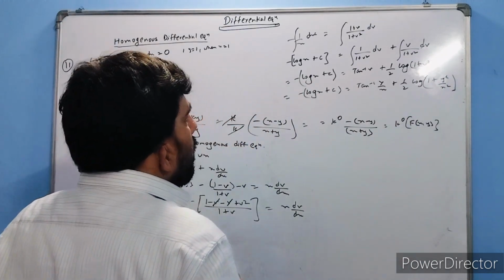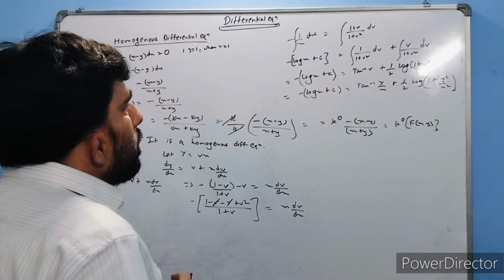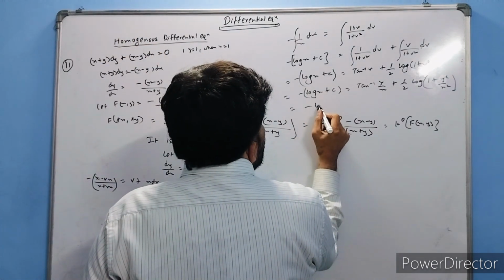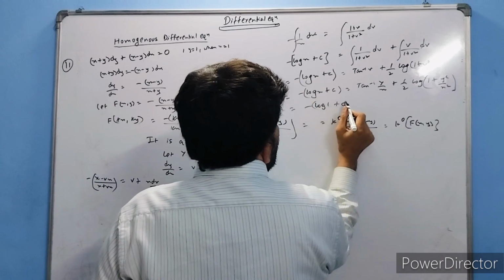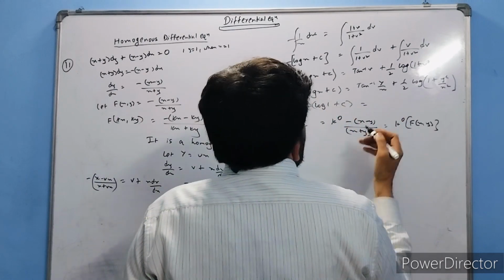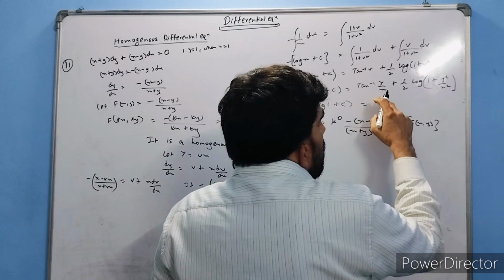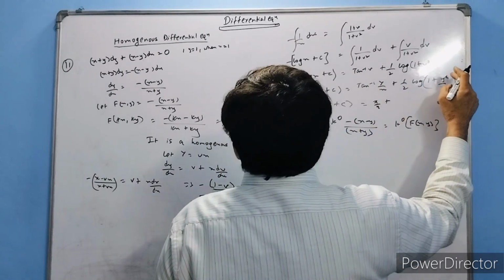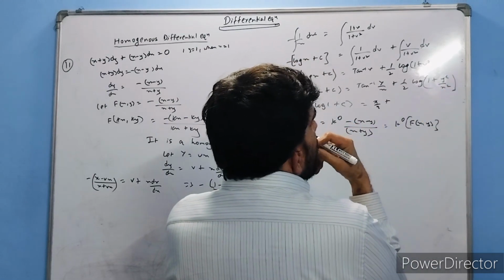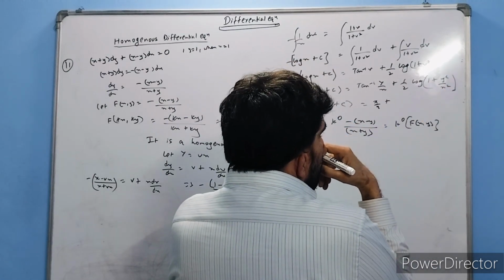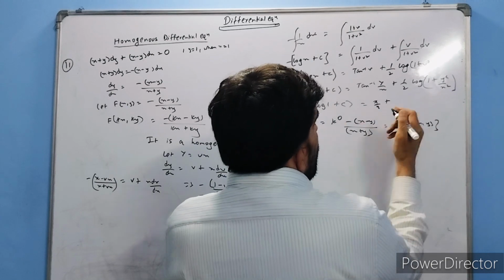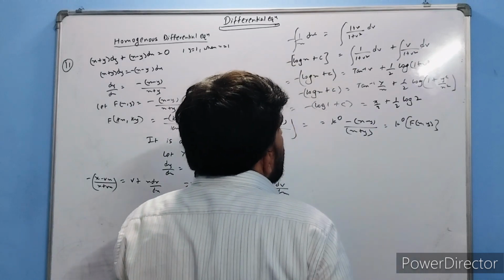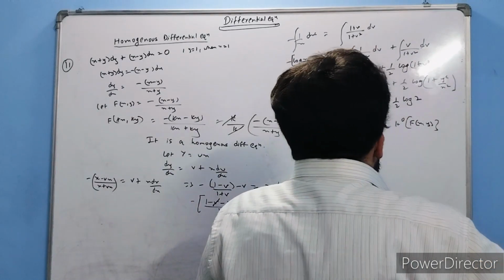So now here I can put a value. If x is 1, y is 1. So we have minus log 1 plus c is equal to tan inverse 1, which will be pi by 4 plus half log of 1 plus 1. So we have 1 plus 1 will be 2, so we have 1 by 2 log 2. So I got this value.